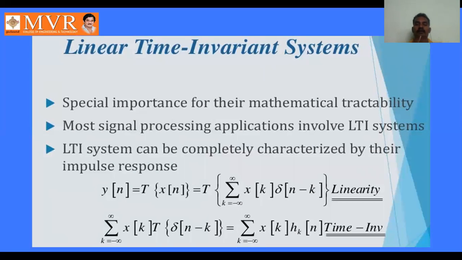This is the linearity property. Whereas sigma k equal to minus infinity to infinity x of k into T of delta of n minus k is equal to sigma k equal to minus infinity to infinity x of k into h_k of n. This is the time invariant system.